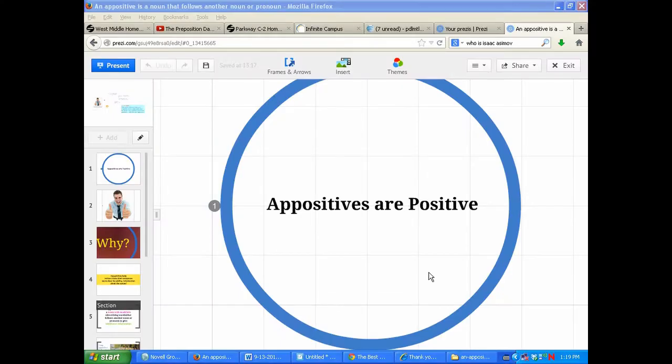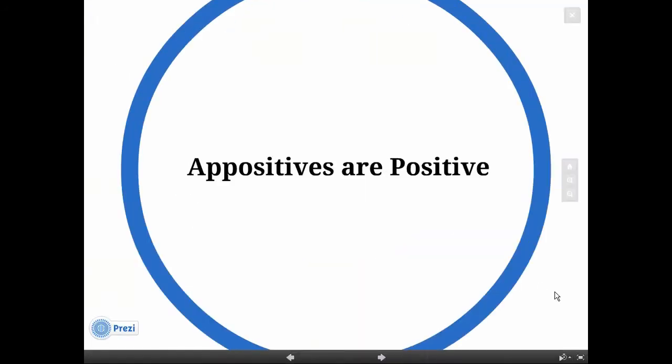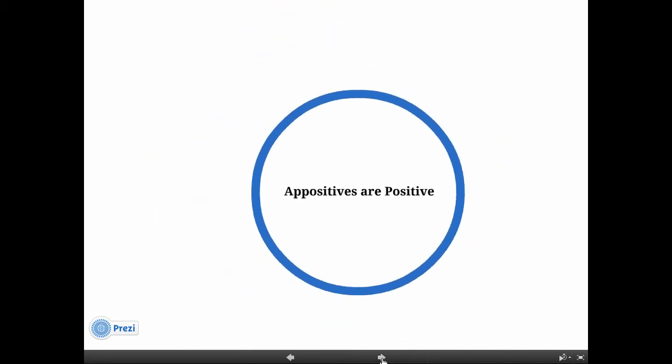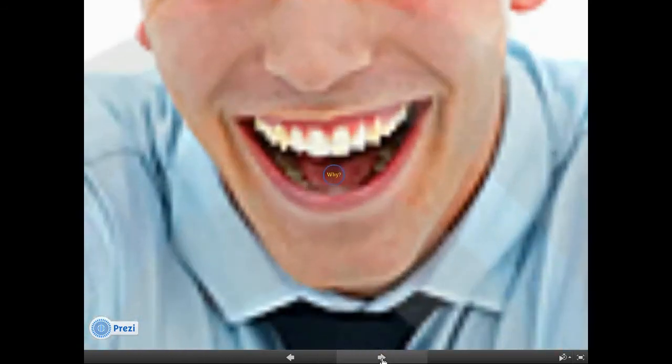All right, guys, this week we're going to be talking about appositives. So get out your paper, your pencil, and we're going to be talking about why appositives are positive. You might be asking me, why do I need to know appositives?